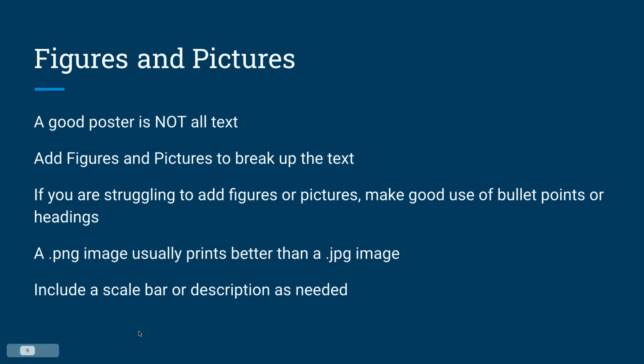So figures and pictures. A good poster is not all text. You have to have some figures or pictures to break up that text. If you're struggling to add figures or pictures, then make good use of bullet points or headings, and we'll see some examples of that. A .png image usually prints better than a .jpeg image if you are printing your poster. And if you need to include a scale bar or description, make sure you do that for your figures or pictures.